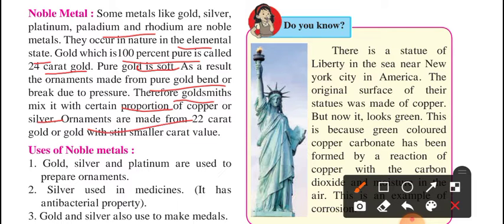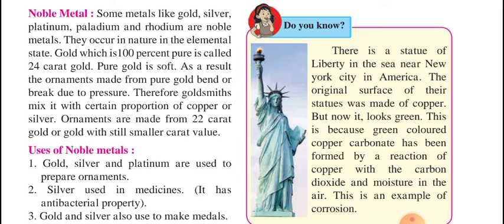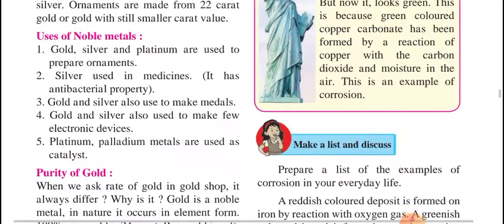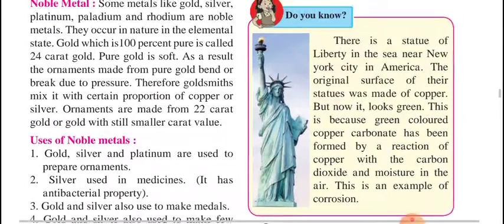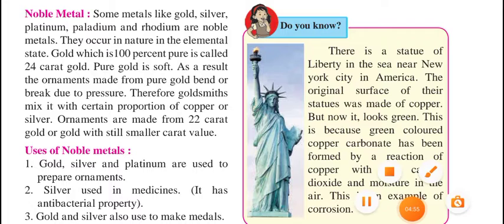Ornaments are made from 22 karat gold or gold with a still smaller carat value, because if you use pure gold, then it is very soft. To make it hard, goldsmiths add a small content of silver and copper. Okay, so it gets converted into a harder metal.